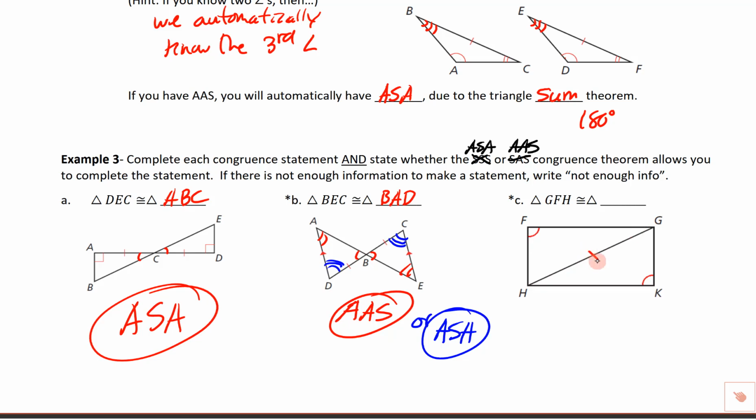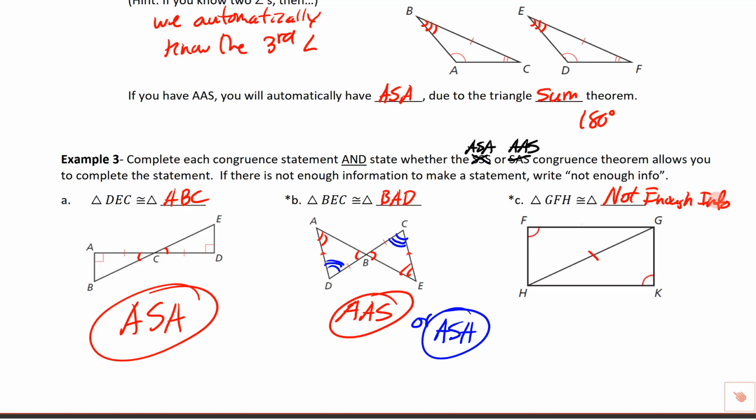Do we know anything else? So we've got a side. Gosh, if we could get one of these angles here or something like that, then I think we'd be okay. But on this one, I don't think we've got that information. If we knew that we had some parallel lines or something like that, we'd be in great shape, but we're missing that. We don't have that like we did on this last one. So we're just going to write not enough info. We can't make a conclusion about congruent triangles.